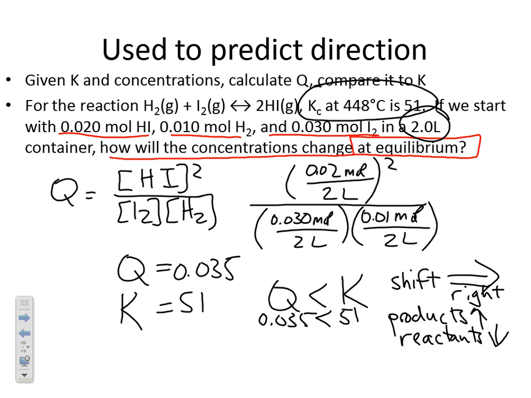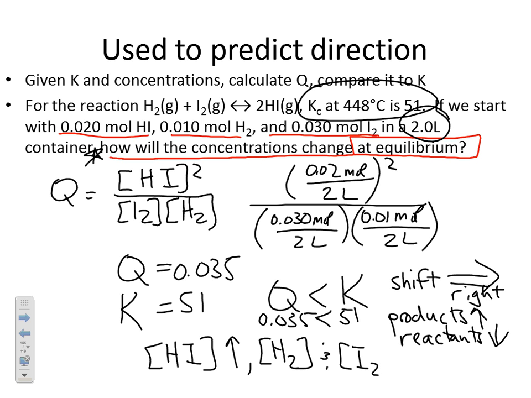So what are our products, what are our reactants? The question is asking, how will the concentrations change at equilibrium? So I can say that the HI will increase at equilibrium, and then the H2 and the I2 will decrease at equilibrium. So that answers that question.